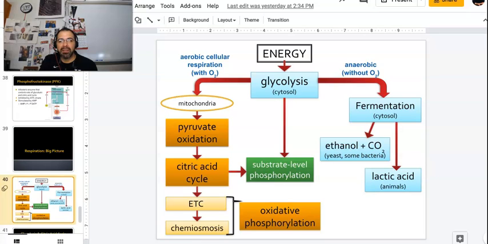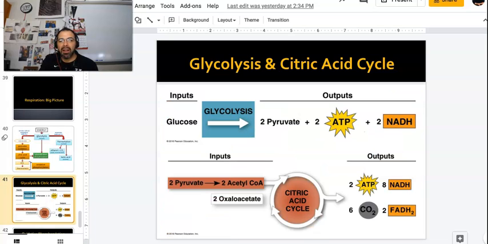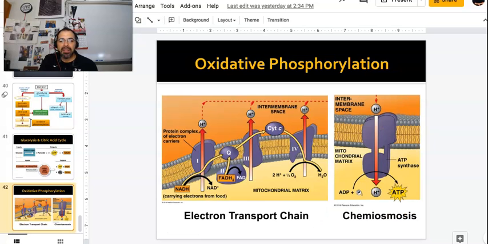Again, you can pause this and jot it down, that's your call. But this is just showing the overview of cell respiration. And so there's our glycolysis and citric acid cycle. Again, you can pause these if you like, draw them, write your own caption. And there's our oxidative phosphorylation.